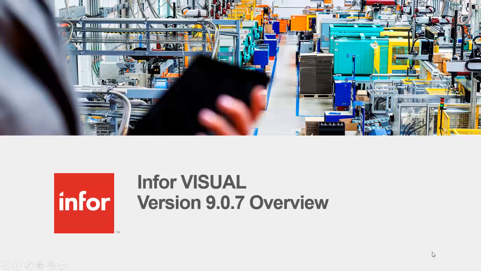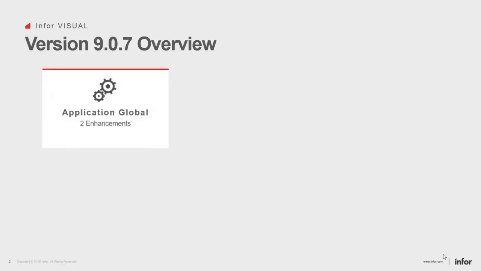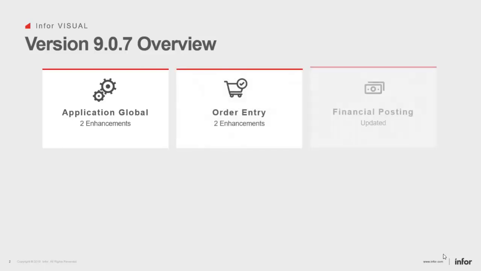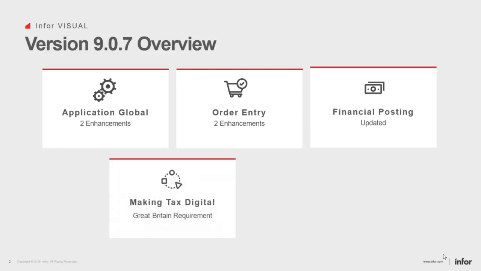The following will be an overview of Infor Visuals version 9.07. The enhancements for version 9.07 begin with 2 in Application Global Maintenance, 2 additional enhancements inside of Order Entry. We've added financial posting. This is an update that works similar to post-manufacturing journals, making tax digital a requirement for the UK tax reporting. And finally, translations will be covered.